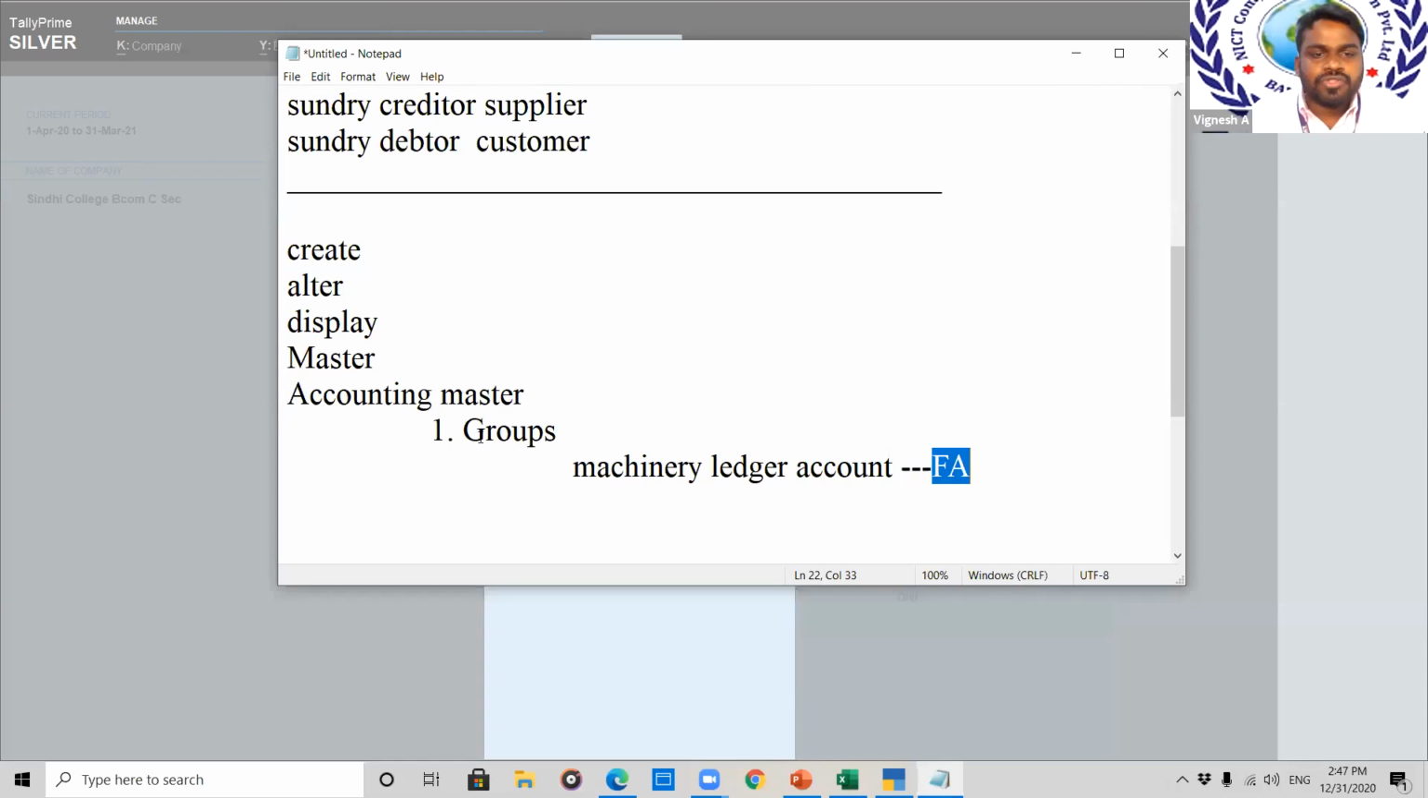Understanding? We create groups with this groups option. This is your ledger, the second master I told you, that is ledger. To structure, how you are going to structure your balance sheet and how you are going to structure your profit and loss account is done only in groups. Getting this?